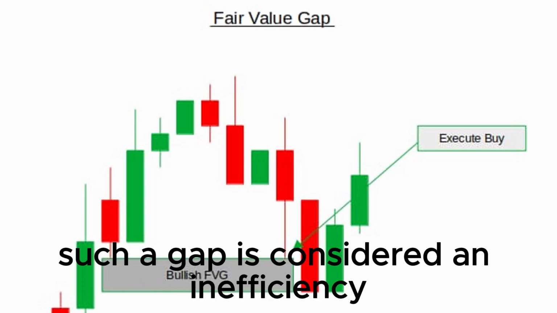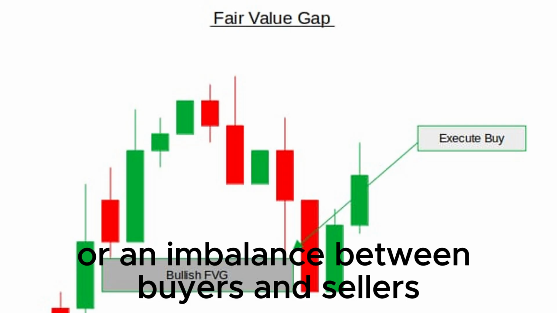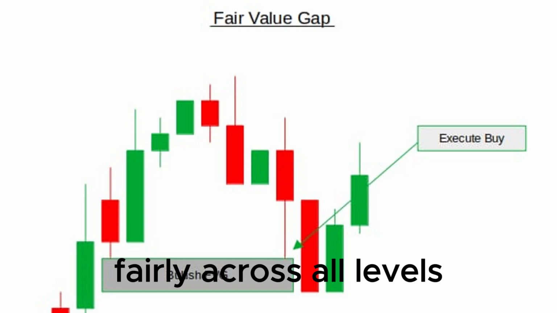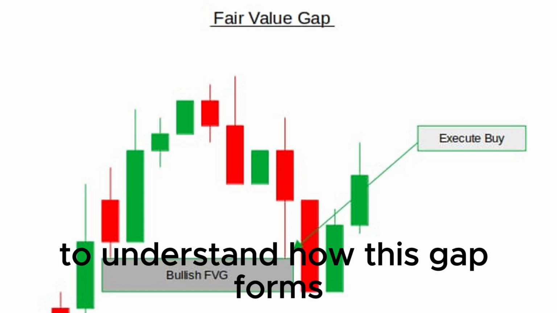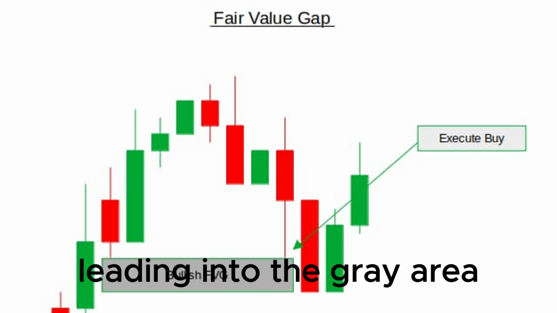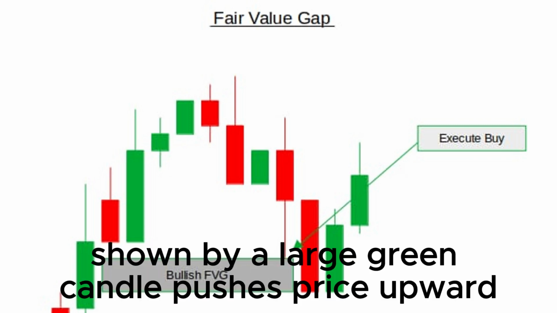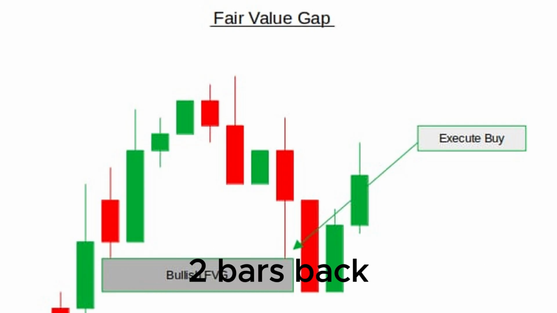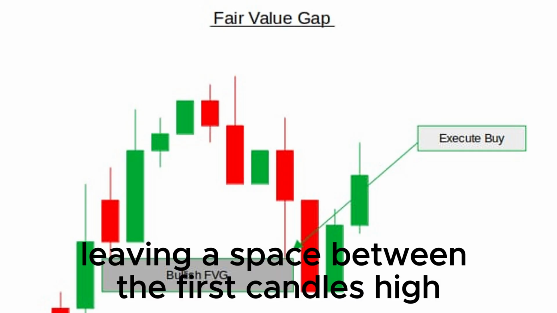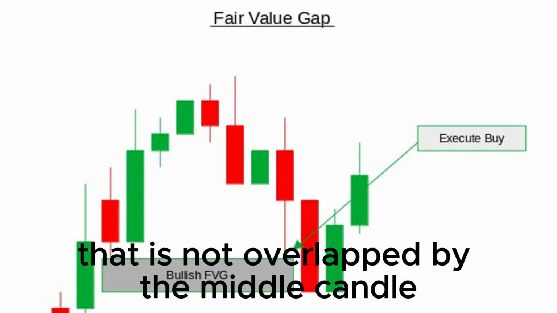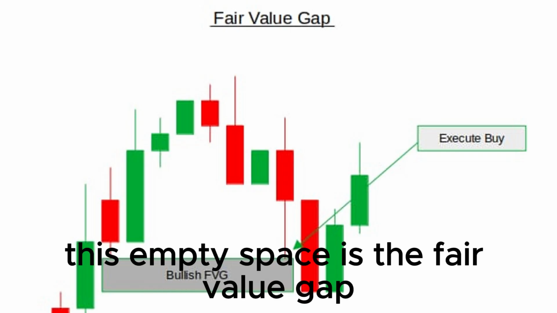Such a gap is considered an inefficiency or an imbalance between buyers and sellers because price did not have time to trade fairly across all levels. To understand how this gap forms, notice the sequence of candles leading into the gray area. A strong bullish move, shown by a large green candle, pushes price upward so rapidly that the next candle opens well above the low of the candle 2 bars back, leaving a space between the first candle's high and the third candle's low that is not overlapped by the middle candle. This empty space is the fair value gap.